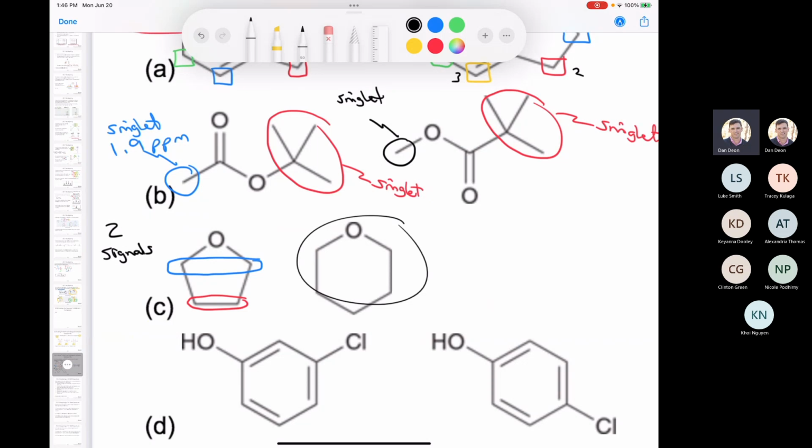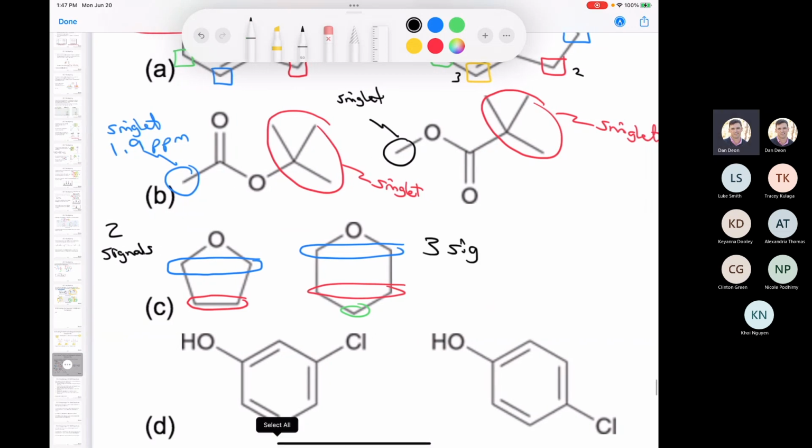Yes, absolutely. It's three, isn't it? You get three signals. Why? Because these four protons are chemically equivalent, but then you get this guy down here that's unique. So we get three signals.